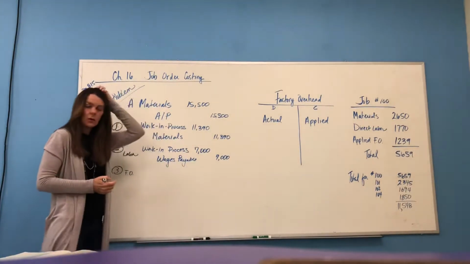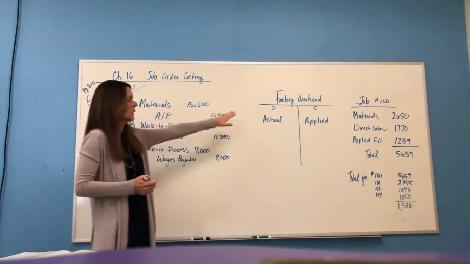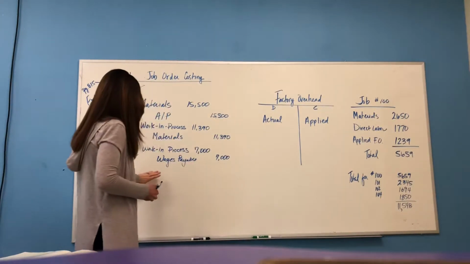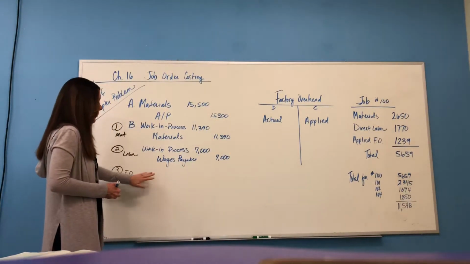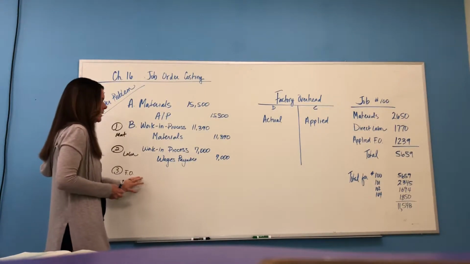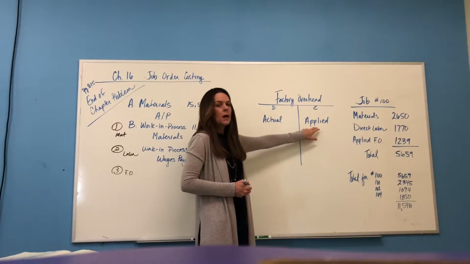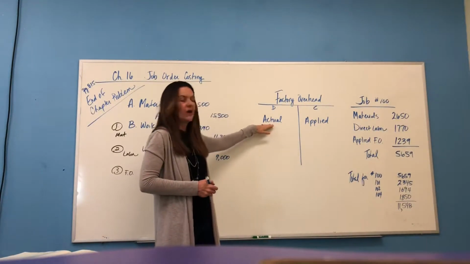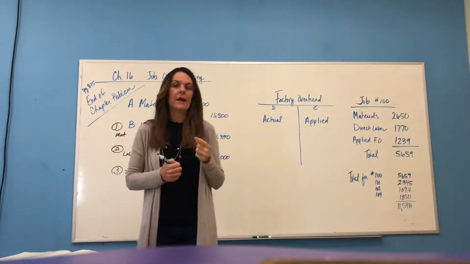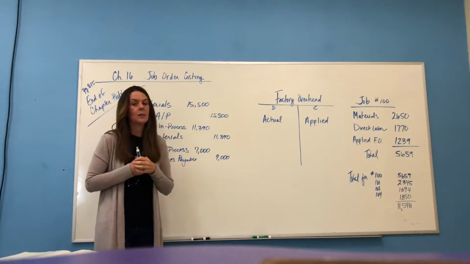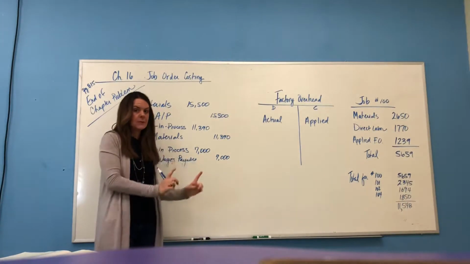Now, for overhead, let's just quickly jump over here. I did the T account for factory overhead. So when you have applied factory overhead, you would credit the factory overhead, right? But when you have actual factory overhead, you want to debit the account factory overhead. And so in this case, we're not using applied just yet. It's going to come later.